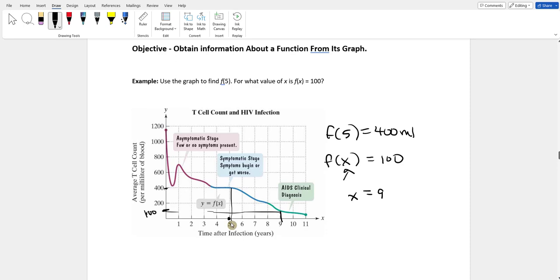So basically, this is asking us, when your T cell count is 100, how many years have you been affected with the HIV virus? So in this case, it would be around 9 years.